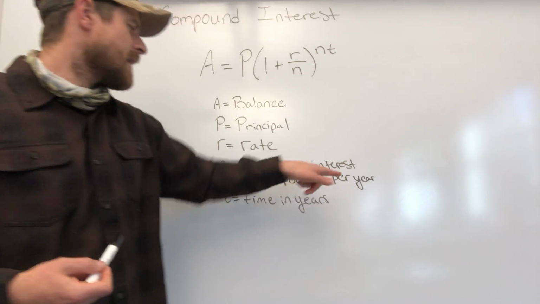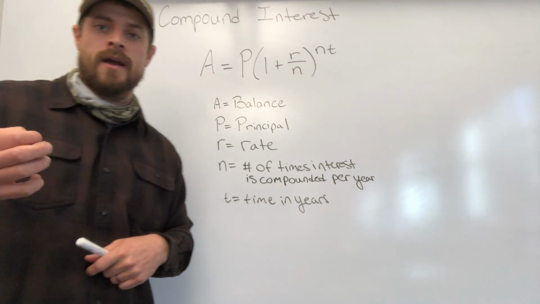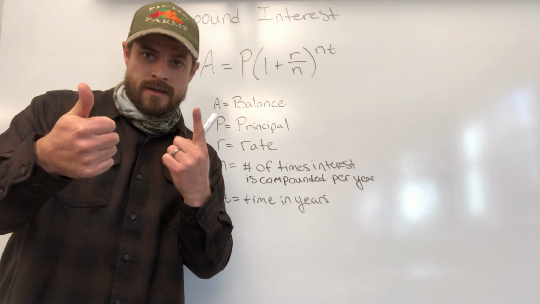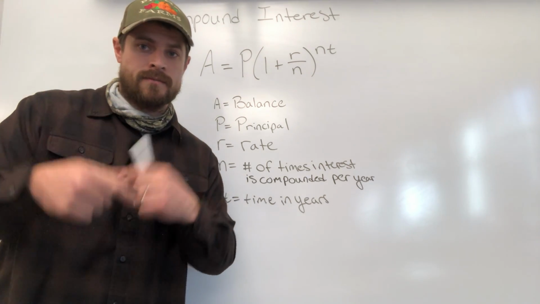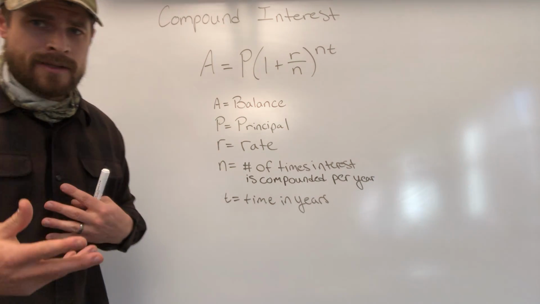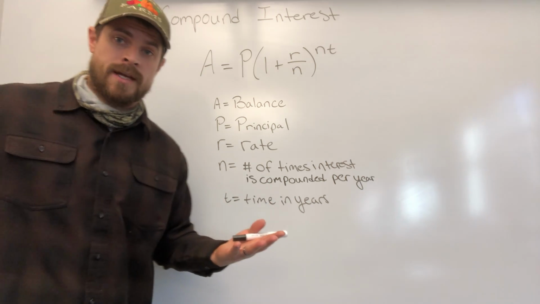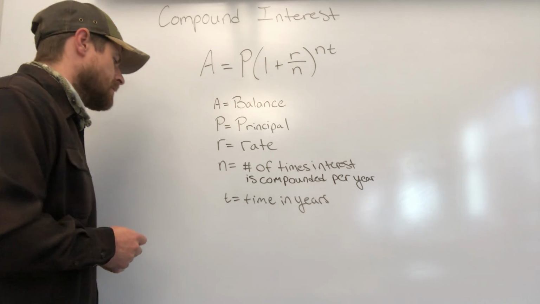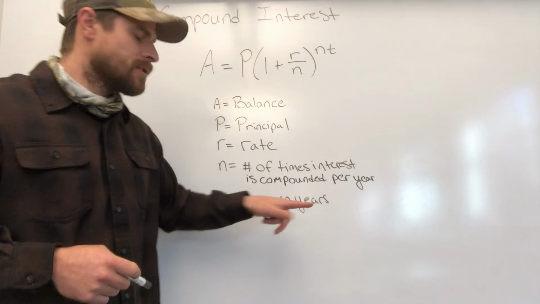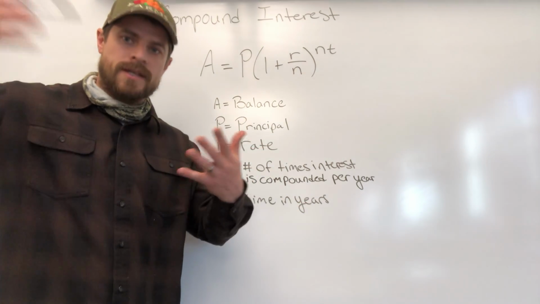N is the number of times interest is compounded per year. So is it annually, once a year? Is it semi-annually? That would be twice a year. Is it quarterly? Okay, that would be 4 times a year. Quarterly, 4 times a year. And last but not least, T is how many years you're going to leave the money in the account building the interest.